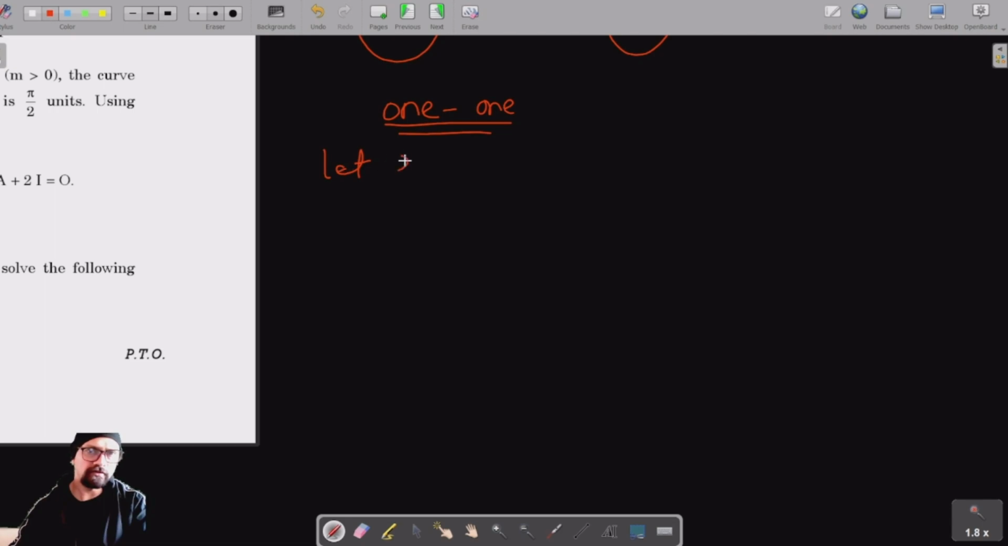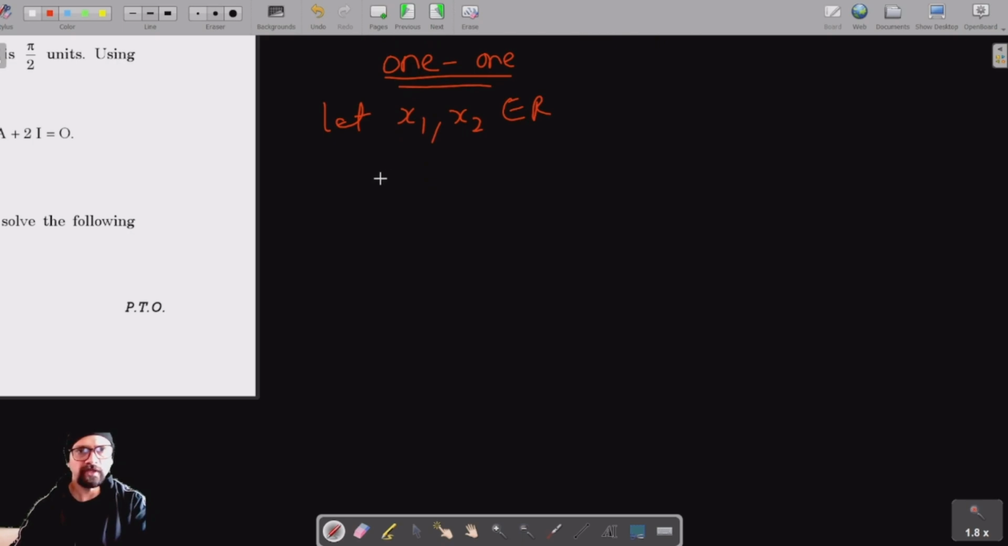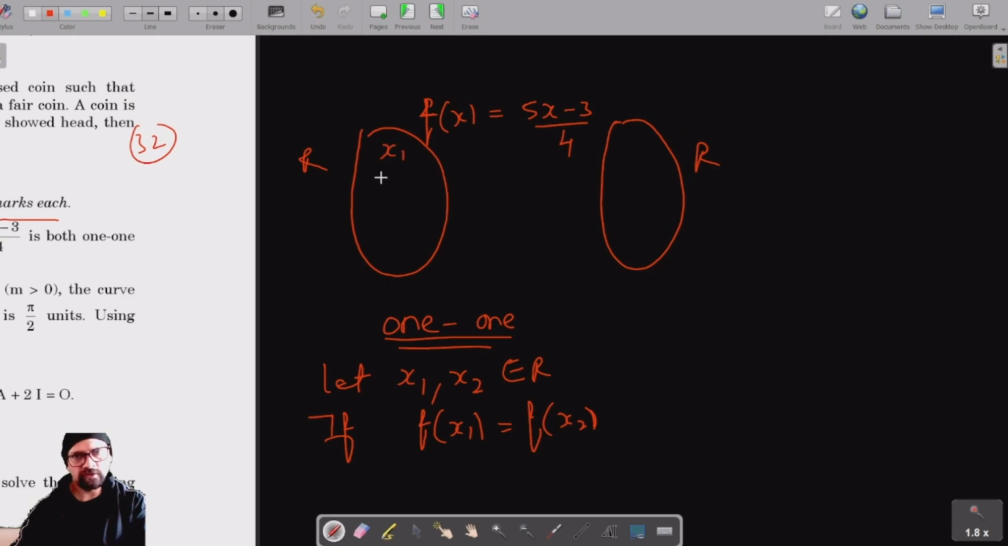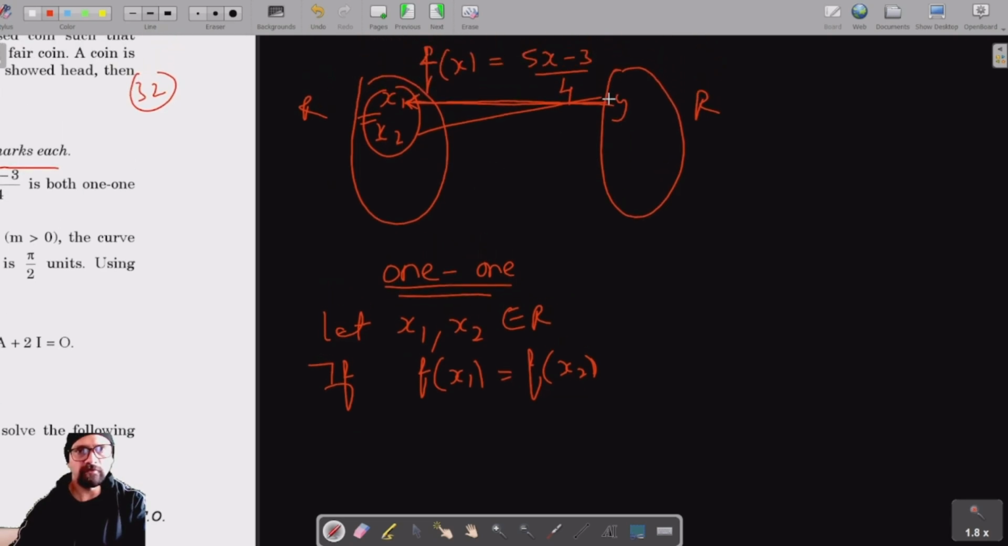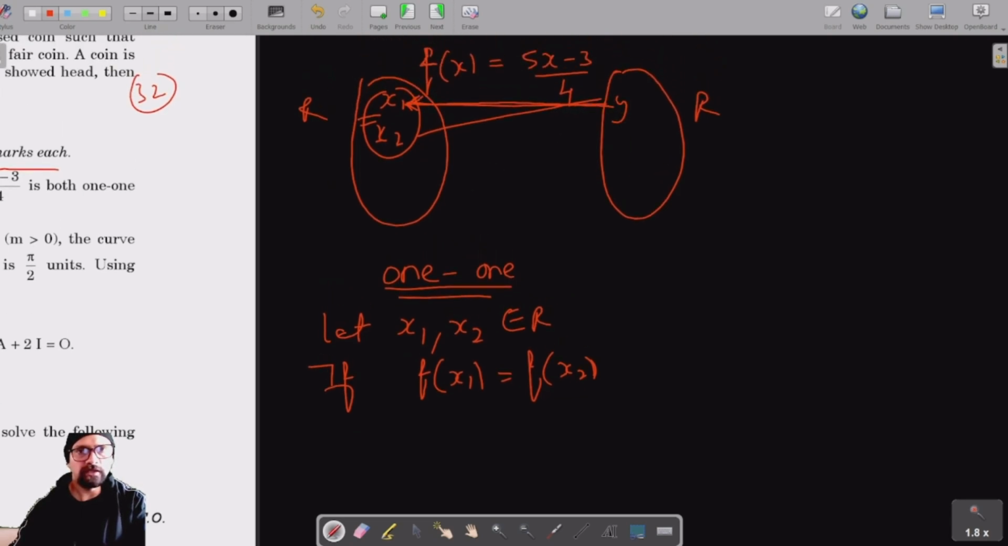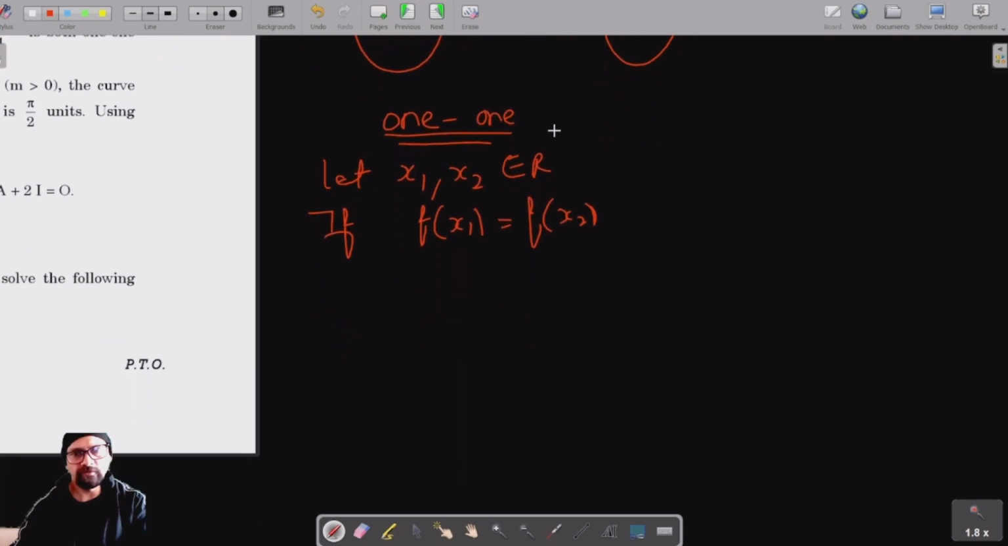For this, let's consider two values, x1 and x2, which belong to the real numbers. Let's say f of x1 is equal to f of x2. If x1 and x2 are two different values that have the same image, and we are able to show that these two are equal, that means a unique image has a unique pre-image. That is, for every output there is a different input.